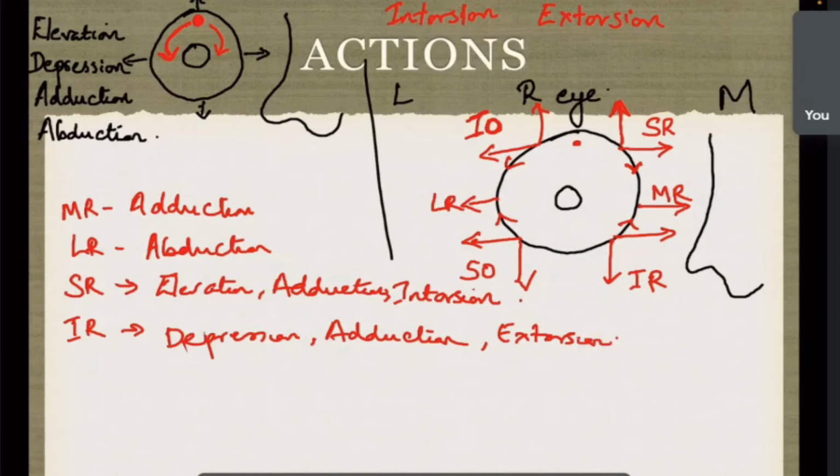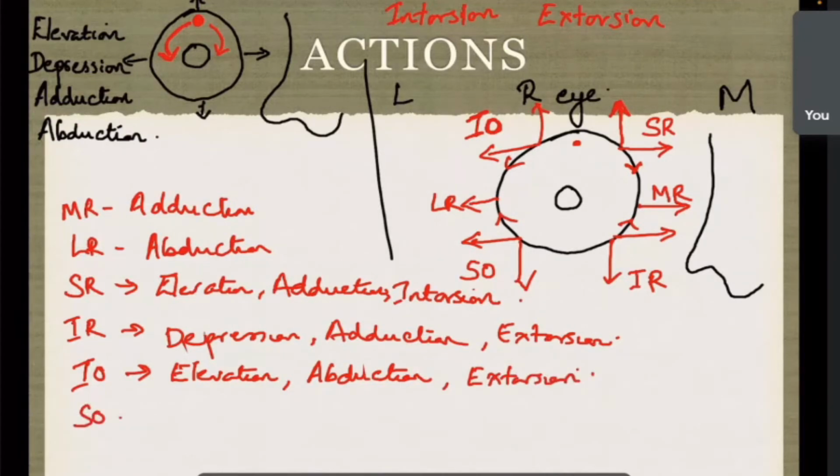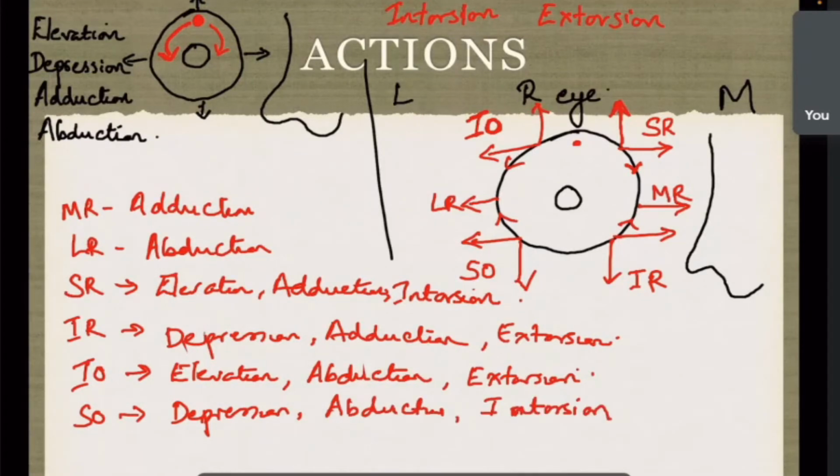Now tell me the actions of inferior oblique: elevation, abduction, extorsion. Very good. And what is the action of superior oblique? Depression, abduction, intorsion. If you draw this diagram, it will be very easy. But you should not make a mistake where you label these structures. People always make mistakes here: the superior oblique written on top is not correct. The inferior oblique is to be written on top, and the superior oblique below.